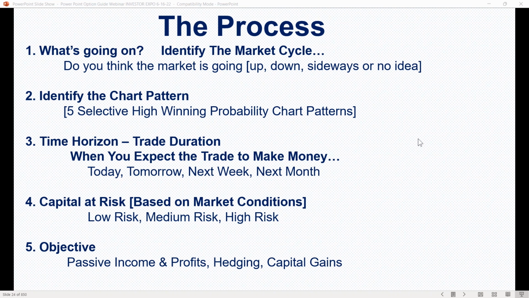Then you want to look at, what is your capital at risk? What is your market condition? And that's going to dictate what type of risk you take. So are you in a really high, extreme market volatility, or low, et cetera? So do you want low risk, medium risk, or are you good with high risk? But you want to know what your risk is, and that's going to be based on the market condition you're trading. So we want to quantify that.